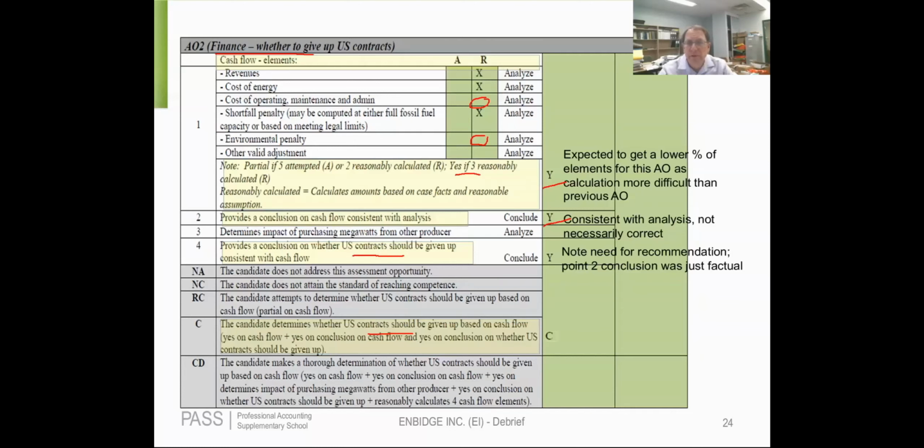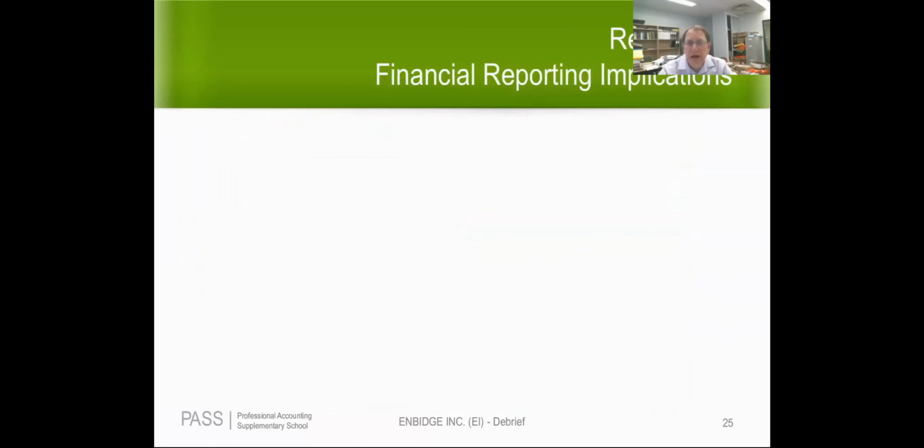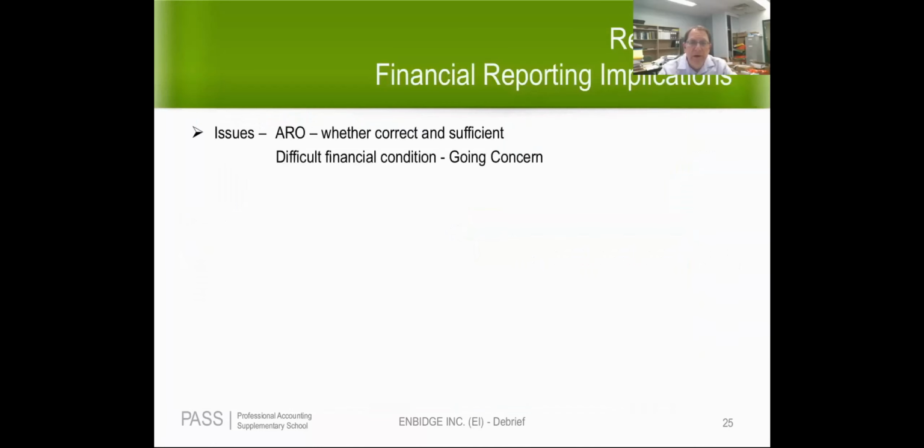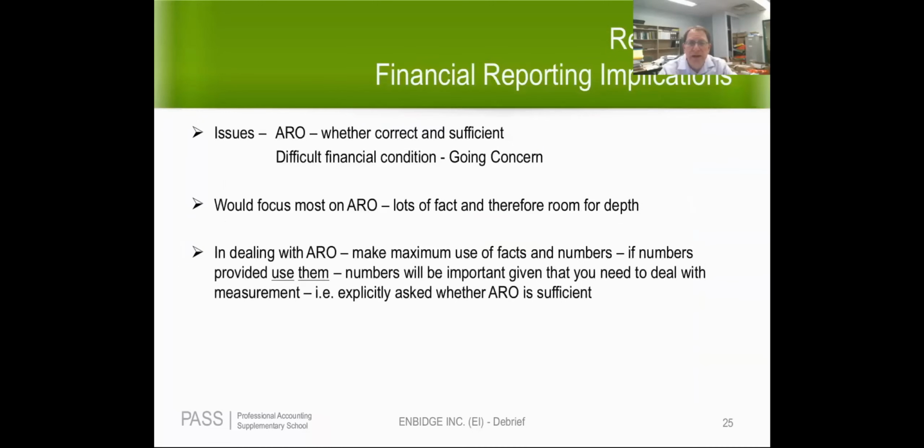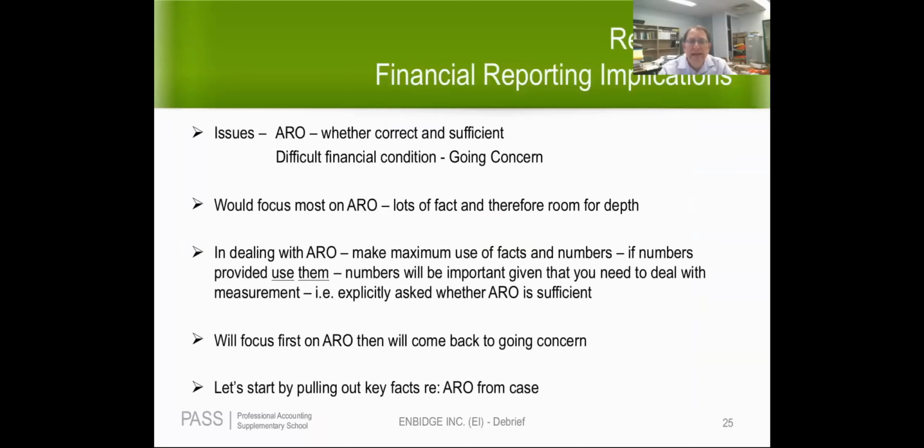Okay, before we leave the numbers. All right, people, ARO and going concern. Okay, ARO is a big issue. Focus on the ARO. Make maximum use of the facts and numbers. Okay, fine. Let's first do the ARO. Let's figure out where it was in the case, and then let's do the going concern.